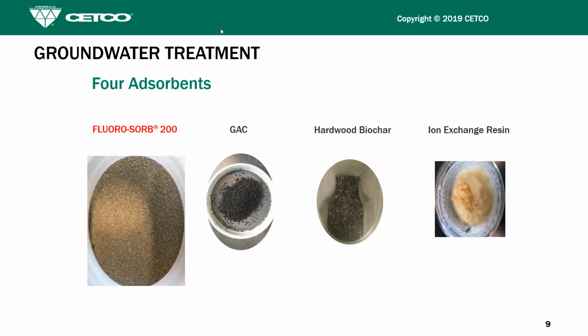So again, the features, benefits, and performance of Fluoro-Sorb in and of itself could be a 45, 50-minute presentation. So I just want to give an overview. And a good way to do that is to talk about some of the first work we had done, and that was by McGill University up in Quebec. And what McGill did was run a groundwater treatment experiment, and in it, they compared Fluoro-Sorb to GAC, hardwood biochar, and ion exchange resin. Next slide.